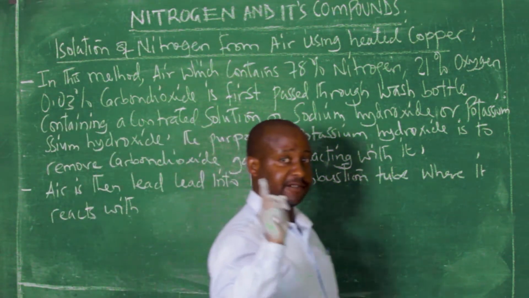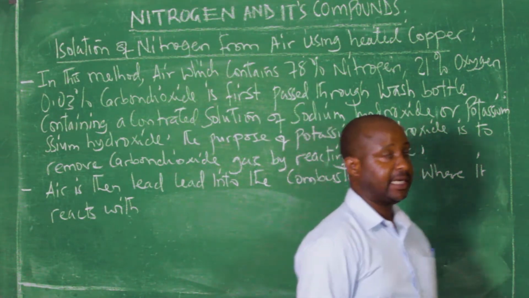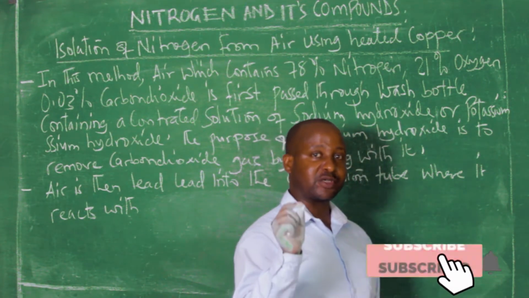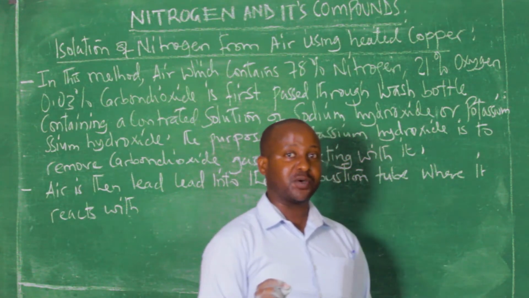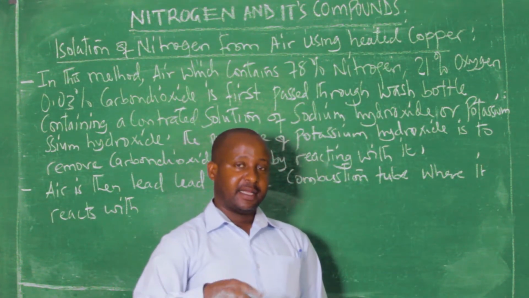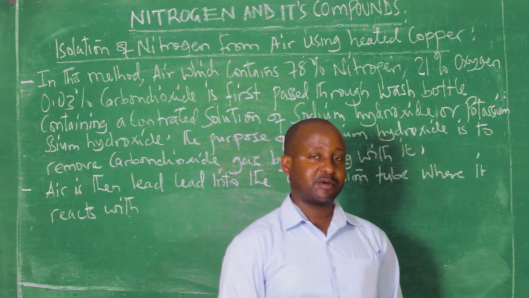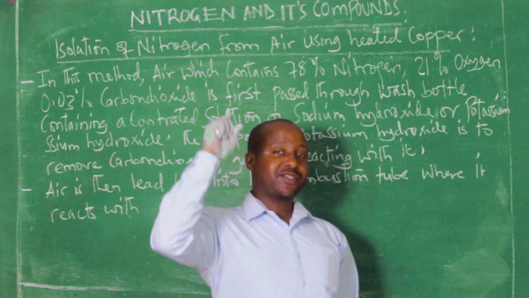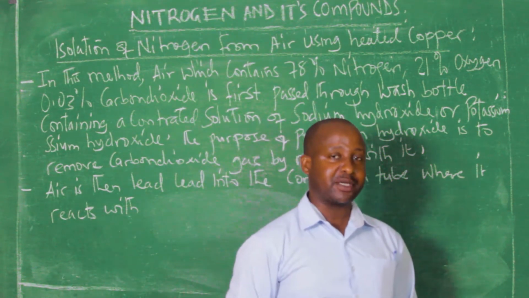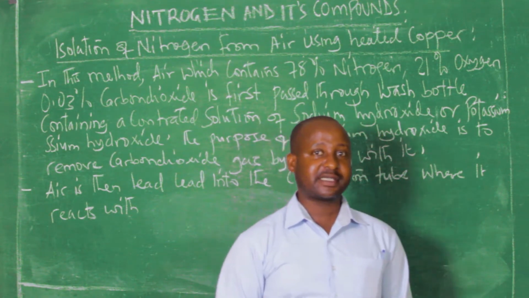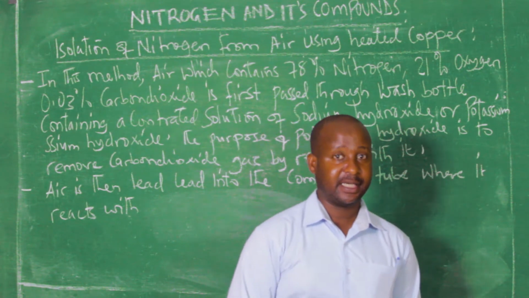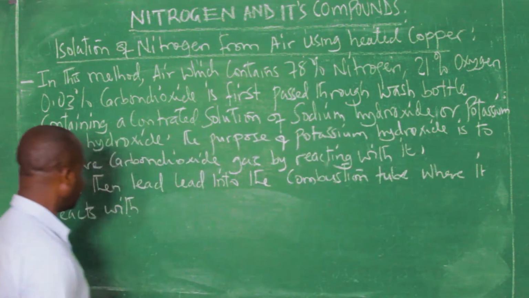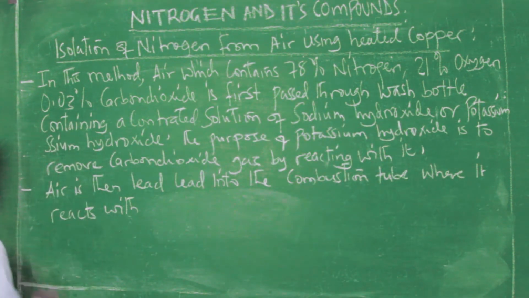Something important to note: in the combustion tube, there is copper metal. So air in the combustion tube is made to react with copper metal. The part of the air that reacts with copper metal is oxygen gas, and copper 2 oxide is produced.